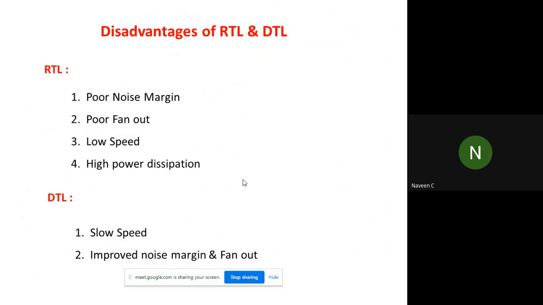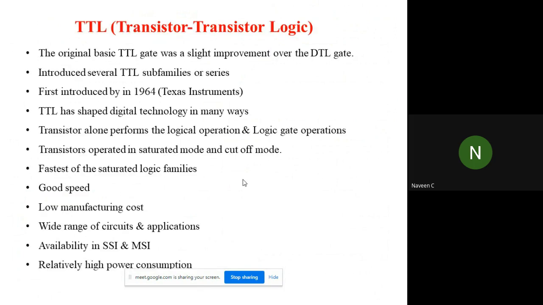Improved noise margin means one of the disadvantages of RTL is it has an issue with noise, but compared to RTL, this DTL has a little better noise acceptance ratio. It won't change the state. So previously, in the diode transistor logic, one of the main disadvantages was speed. With transistor transistor logic we can improve the speed.